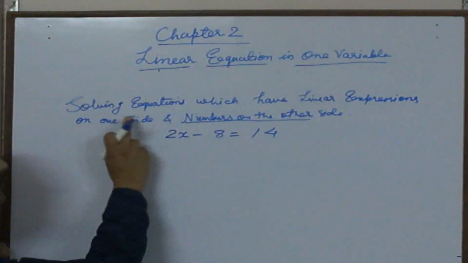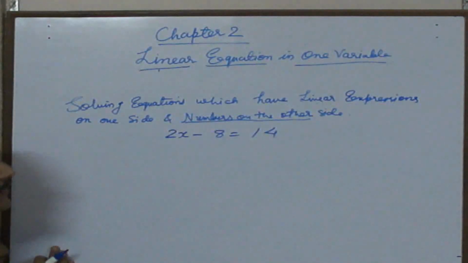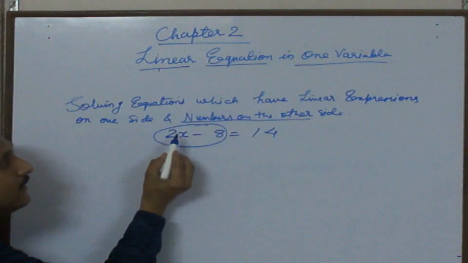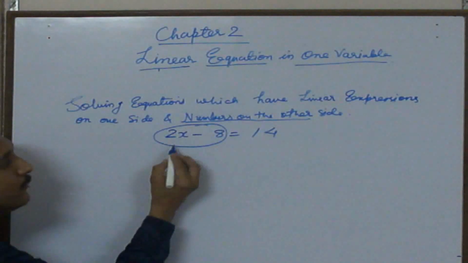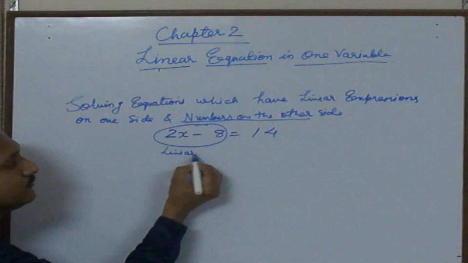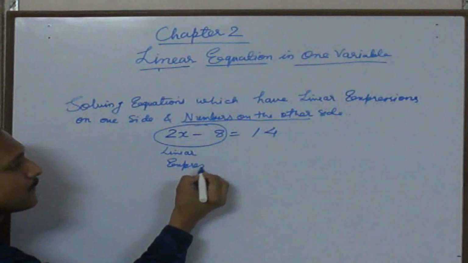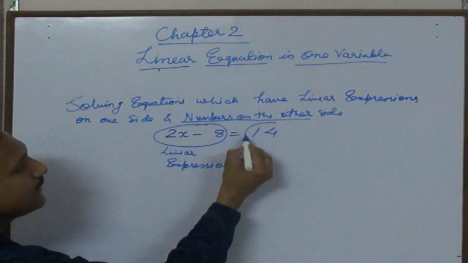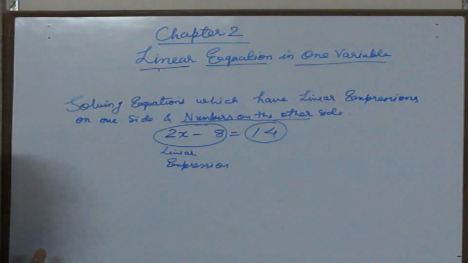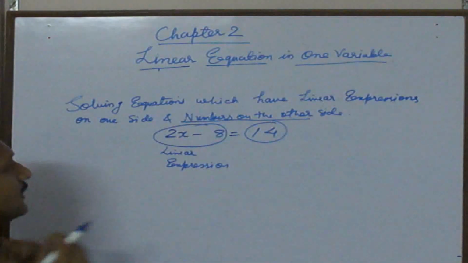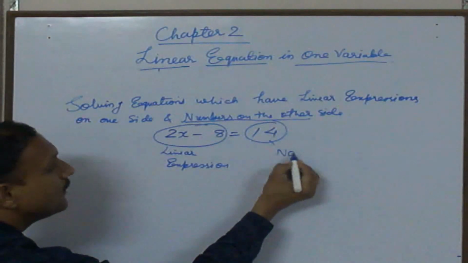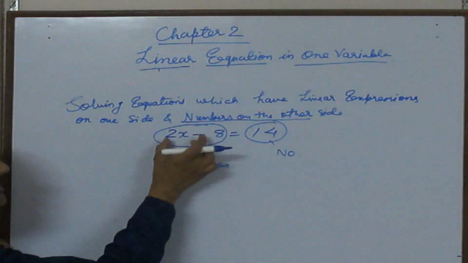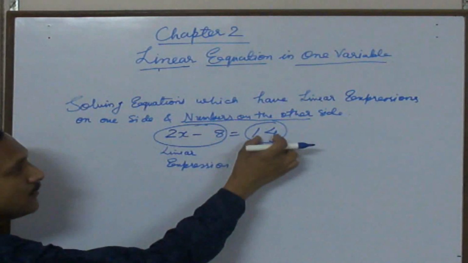Now we are going to solve equations which have a linear expression on one side. So this is a linear expression which contains variable x, highest power is 1, so this is a linear expression, and a number on the other side. Maybe some variable will be there, but here now a number is there. So we are going to solve such equations when there is a linear expression on one side and a number on the other side.